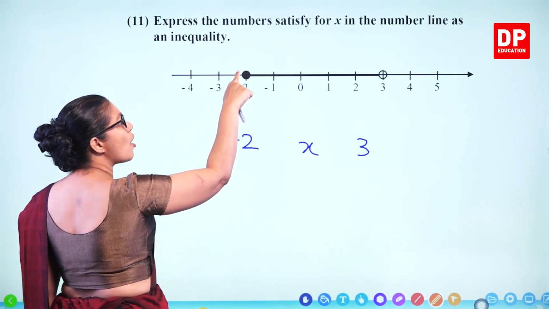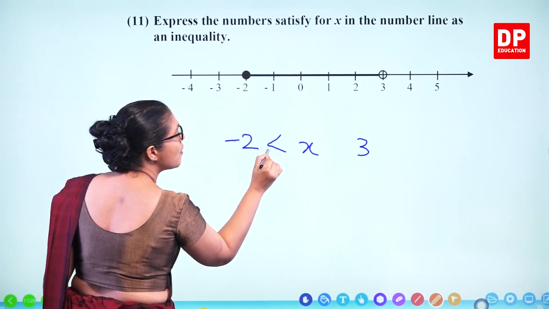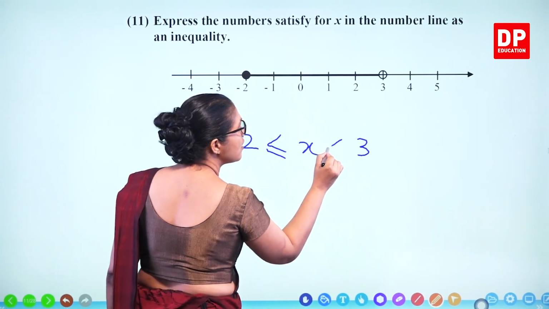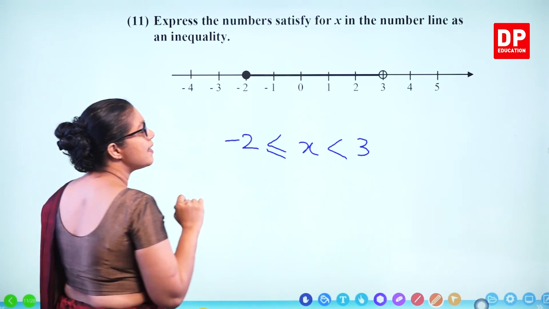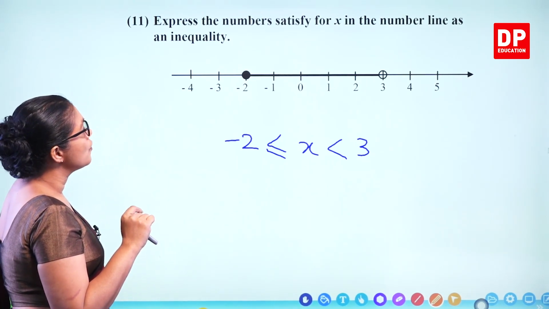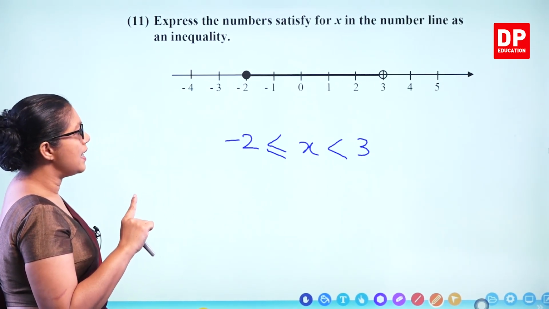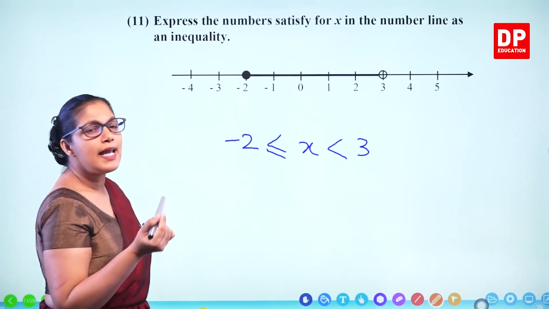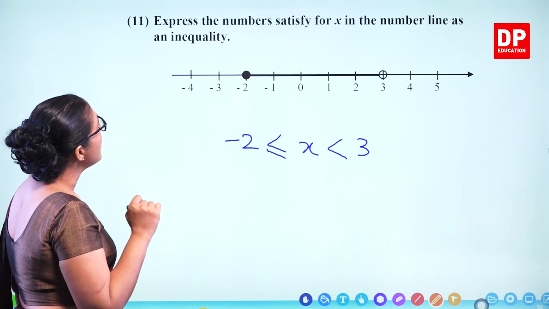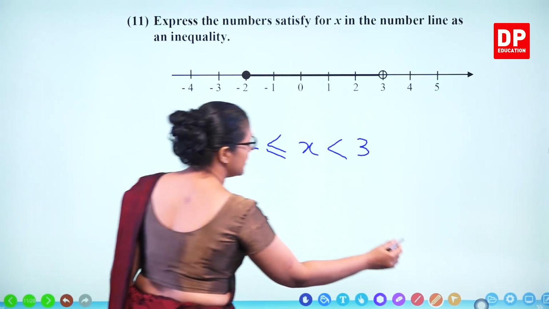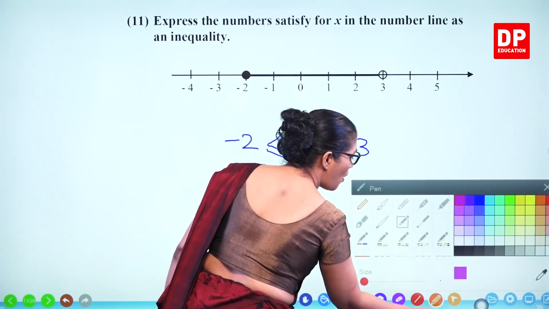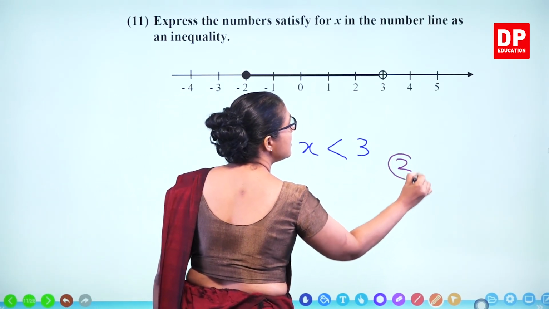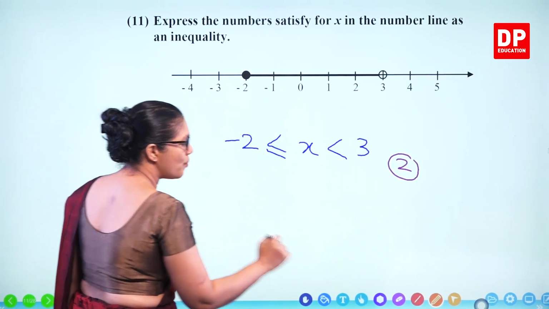Solid circle means equal to that number as well. But 3 is not equal, so you write this inequality. So x is in between minus 2 and 3, and minus 2 is included. So you get 2 marks for that, for writing down the correct boundaries and the correct signs. 2 marks.